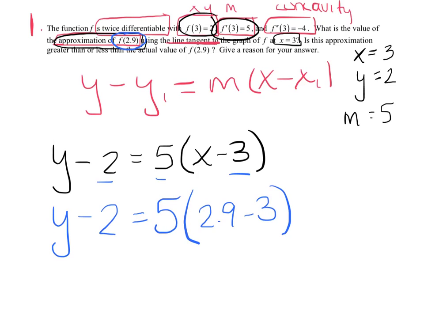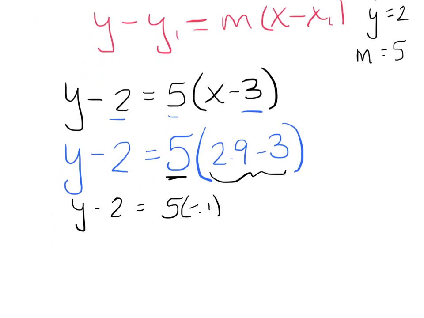So I think distributing is probably your worst move. I think you should clean up inside there first. So that gets me a negative 0.1. So I really have 5 times negative 0.1. For those of you that still have issues multiplying, pretend the decimal's not there. 5 times negative 1 is negative 5. Now move the decimal in one spot. So I get negative 0.5. And I simply just need to add 2 to that. So I've got y equals 2 plus negative 0.5 is 1.5.